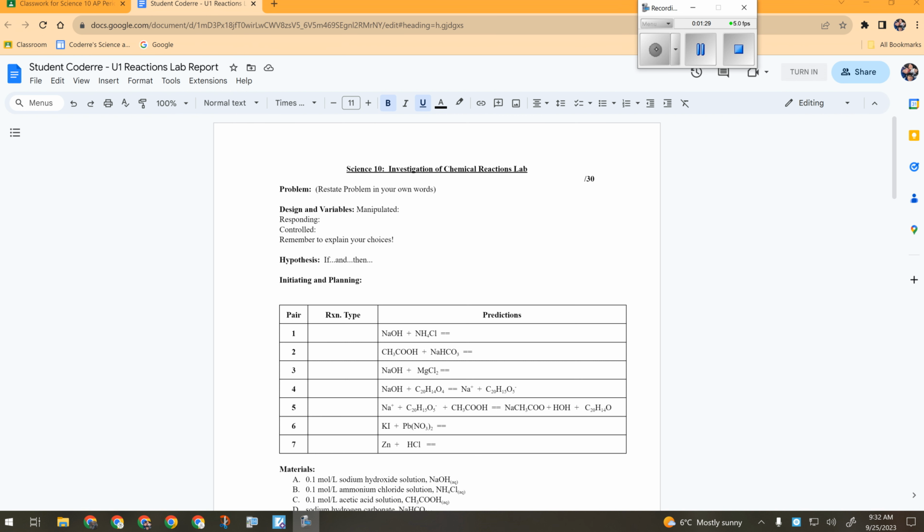All right, so this is what your template looks like, same as last time. Remember that the problem needs to be restated in your own words. I'm going to go over that in a minute. We're going to talk about the variables. You need to identify and explain. I still had a few people in the labs I've looked at so far who forgot to explain. You got to explain your variables. And then the if, and then part for the hypothesis, and then we'll get into these predictions here.